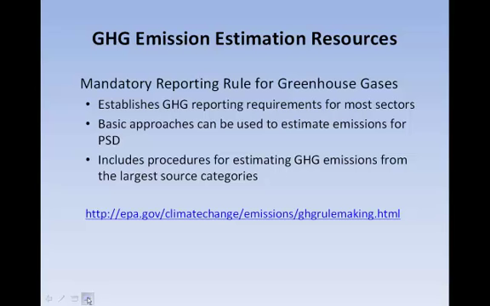There are a number of useful emission factor resources. One is the Greenhouse Gas Mandatory Reporting Rule. The rule establishes greenhouse gas reporting requirements for most sectors, and the basic approaches to determining emissions under this rule can be used to estimate emissions for PSD purposes. The rule also includes procedures for estimating GHG emissions from many of the largest source categories. And the website listed here will get you to that rulemaking.